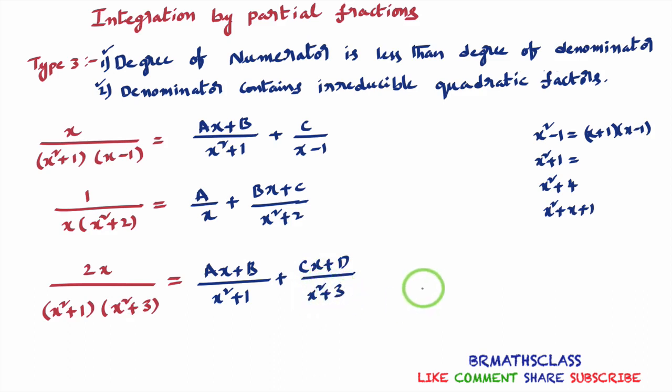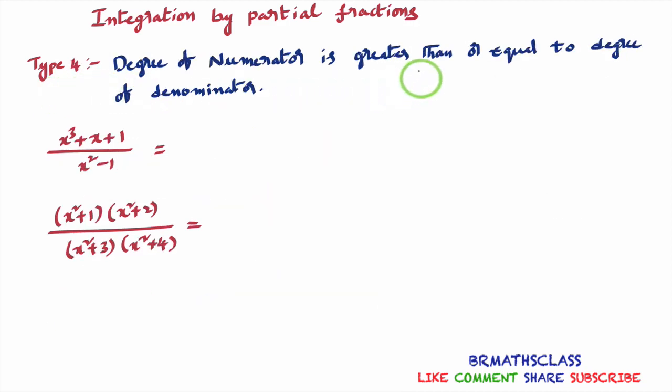Right? Now, the last type of rational function, we will come to know how to split it into partial fractions. Type 4. Here you can observe that only one condition is there: degree of numerator is greater than or equal to degree of denominator. You observe here, degree of numerator is 3. Yes, degree of denominator is 2. That means here degree of numerator is greater than degree of denominator. So what type of function is it? It is a rational function. Moreover, it is an improper function because degree of numerator is greater than degree of denominator.